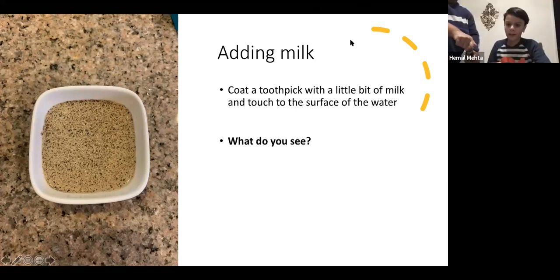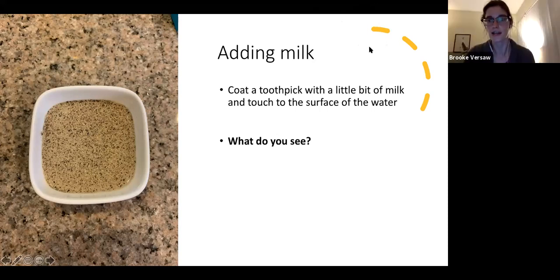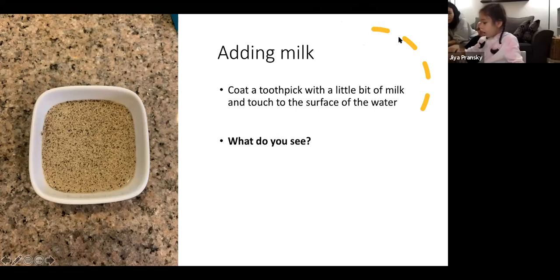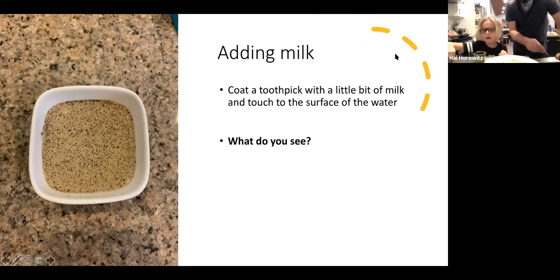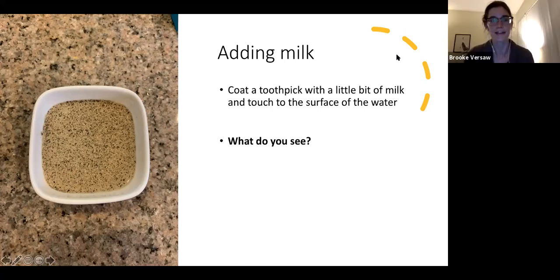Nothing happens when you put the milk on the toothpick. That's a great observation. It doesn't move at all. On my screen, when I do it, the toothpick just picks it up like this. If it goes near it, it just picks it up. Exactly. I saw that too.